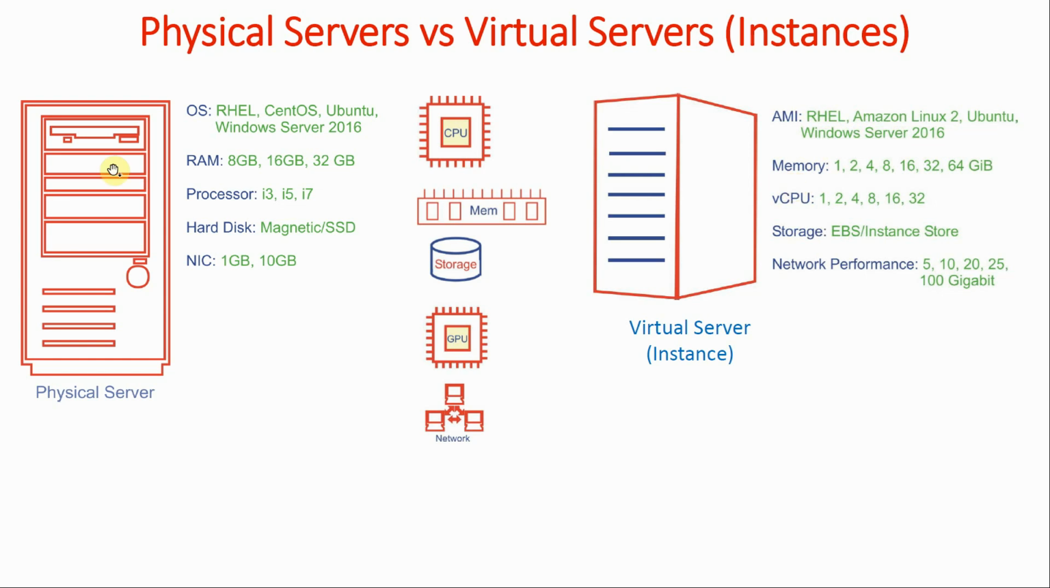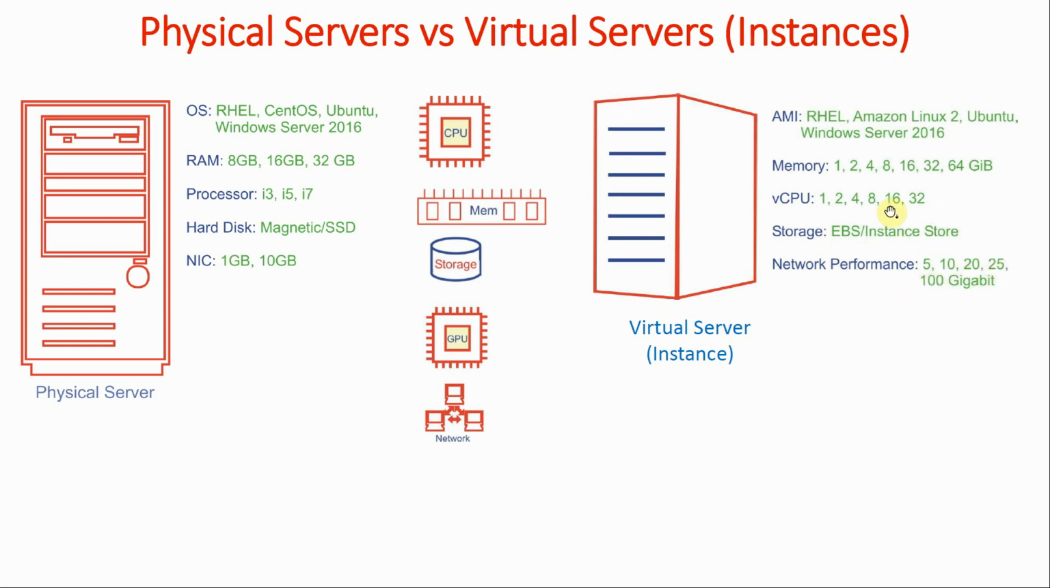Then we have to specify, instead of RAM, here they say memory. It could be 1 GB, 2, 4, 8, 16, 32, 64 and much more. Then for CPU, here it is virtual CPU. We can specify how many: 1, 2, 4, 8, 16, 32, 64. Then storage, whether you want EBS, meaning permanent storage, or temporary storage. EBS is Elastic Block Store, and instance storage is your temporary storage. And here, instead of NIC, we have to specify network performance, whether 5 gigabit, 10 gigabit, 20 gigabit or 25 gigabit.